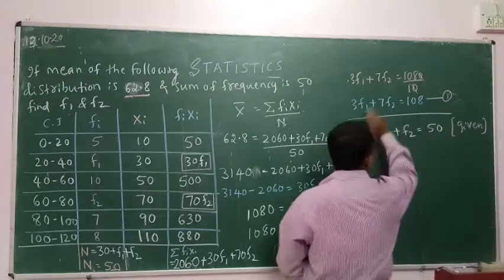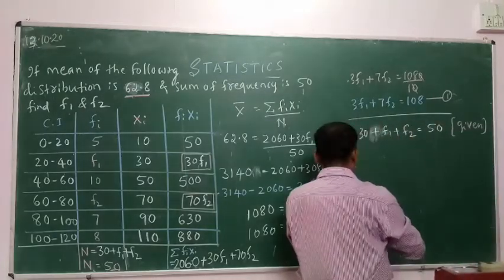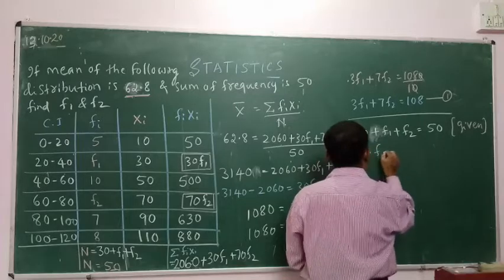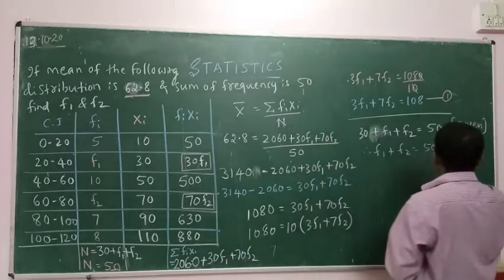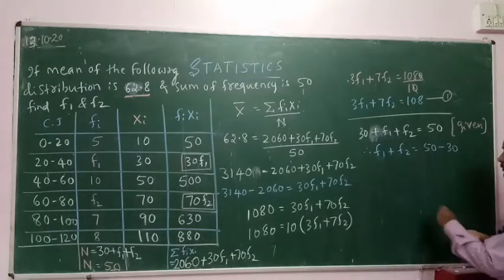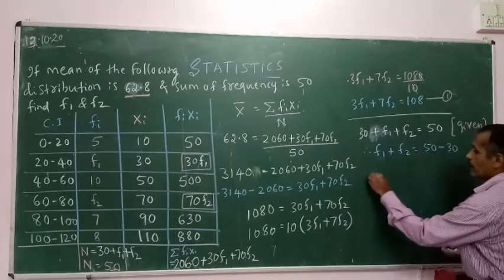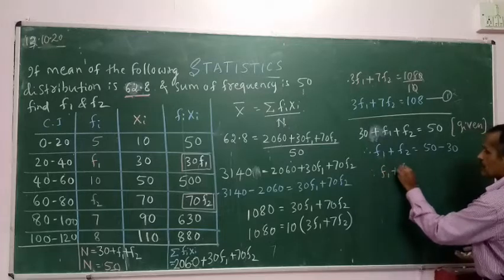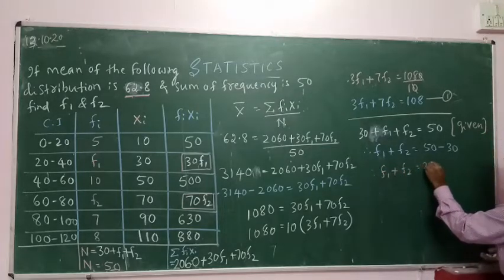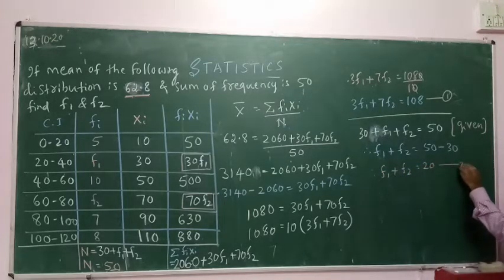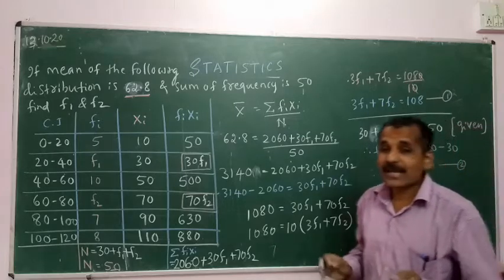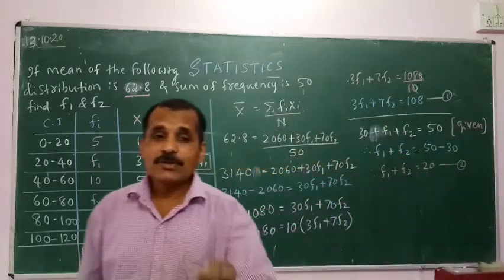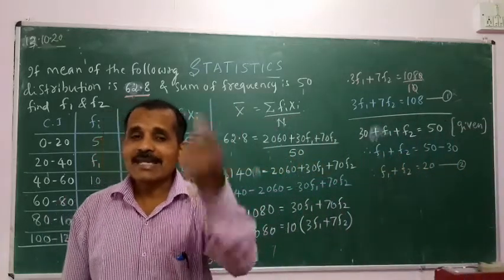Now what will I do? I will shift 30 to the RHS. Therefore, F1 plus F2 is equal to 50 minus 30, so F1 plus F2 is equal to 20. Call this equation number 2. You got simultaneous equations, which can be solved by using the elimination method.